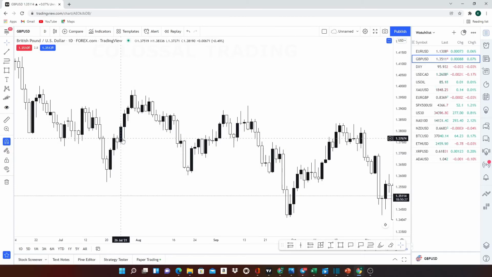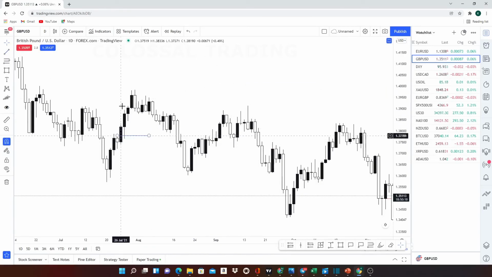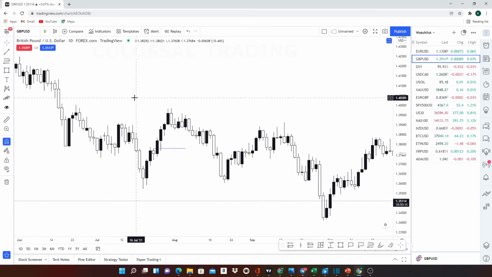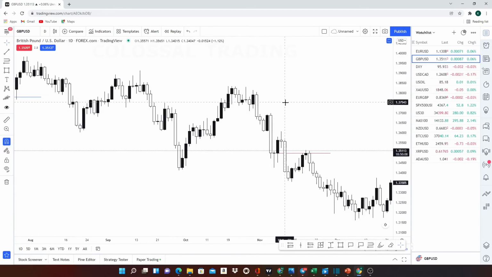Look at right here, another order block, right? Bullish order block. This is a level where we can expect price to come down to and go higher. So essentially, that's how you use order blocks for entries, right? Now let's talk about using it for exits.